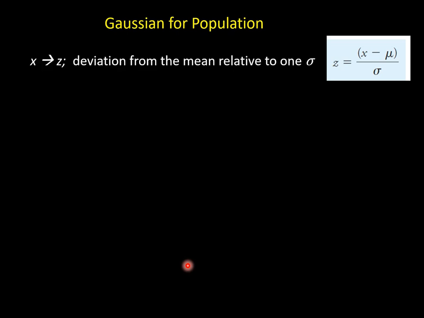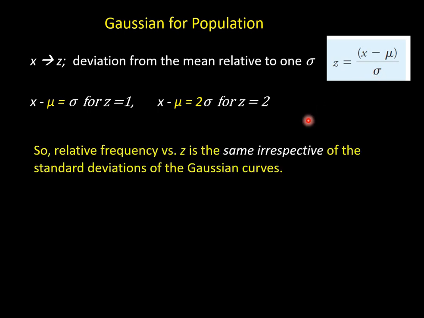There is a variable transformation, and here we are going to do the same. We transform x to z, and how do we define z? z equals x minus mu by sigma. That means it is a deviation from the mean, but relative to 1 sigma, that is, divided by sigma. The advantage is that for z equal to 1, x minus mu is sigma. If z equal to 2, then x minus mu is 2 sigma, and so on.